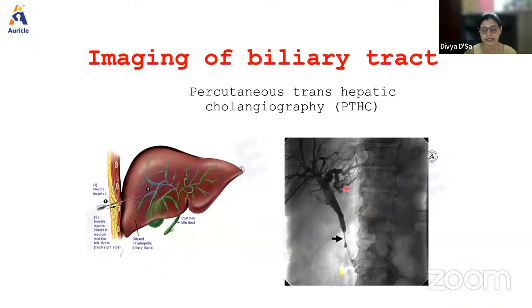The other is PTHC, that is percutaneous transhepatic cholangiography. Here, as the name says, it is through the skin and through the liver. Usually we use the right lateral side because that is in more contact with the abdominal wall. From there a needle is passed into the liver and then the dye is injected. It is taken up here and you can see there is a little bit of narrowing down here. So these are the things. You have to know what we mean by the extrahepatic biliary apparatus.